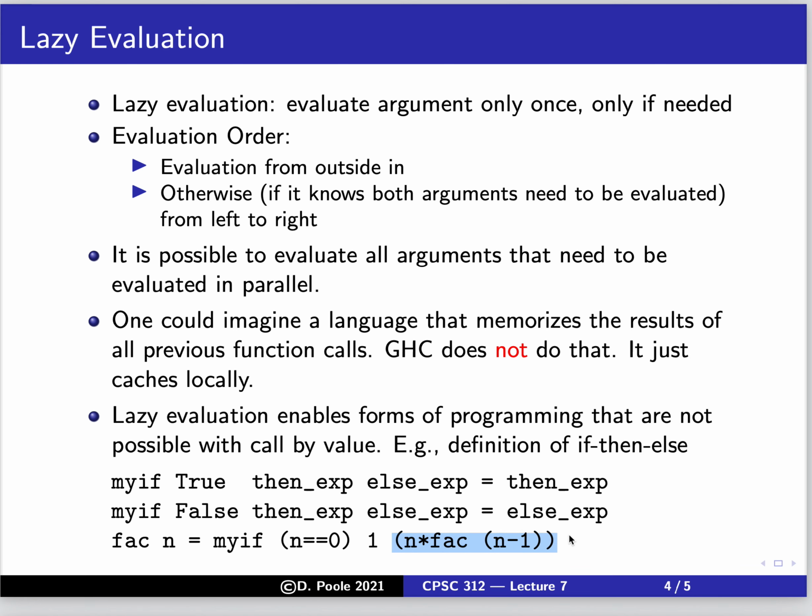Now, if we did call by value, then this always goes into an infinite loop because this gets evaluated whether or not n is equal to 0. But lazy evaluation lets us write this. So it lets us do things that we couldn't do before, and gives us interesting new programming paradigms. Lazy evaluation is in some sense more efficient because it doesn't do things unless it needs to, and it can recognize that at compile time, but it also lets us do different interesting programming.